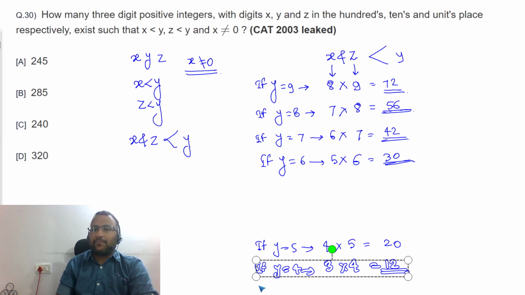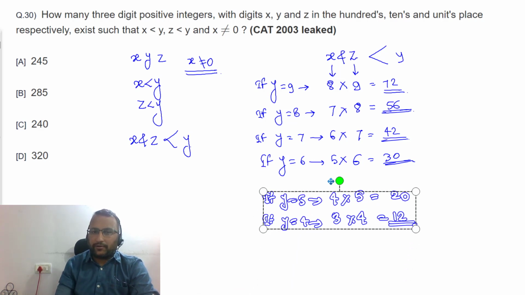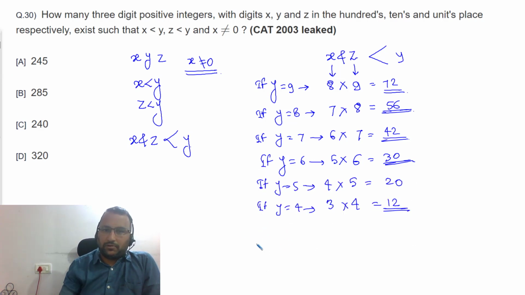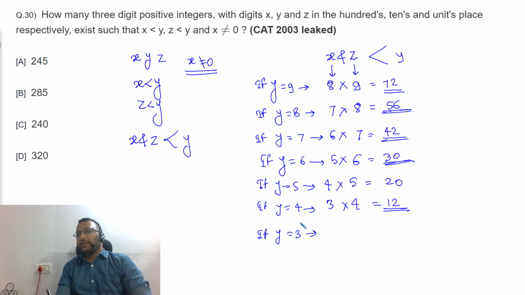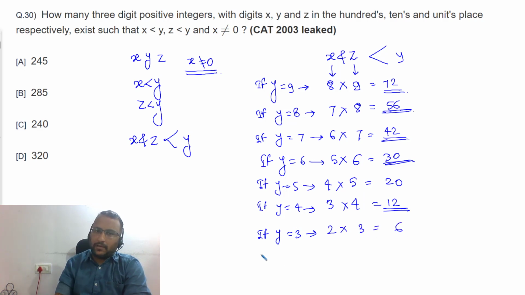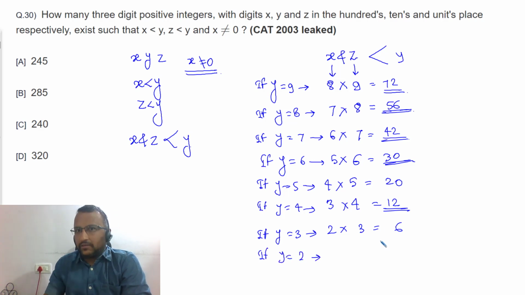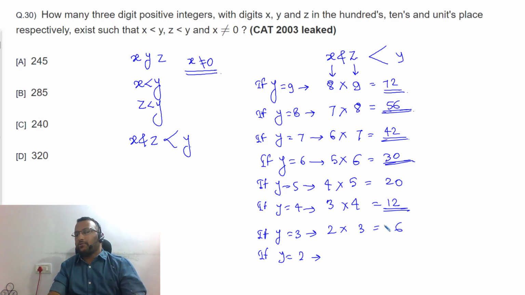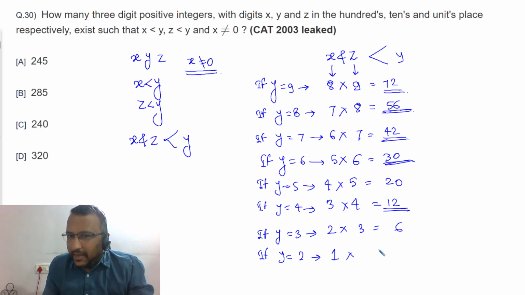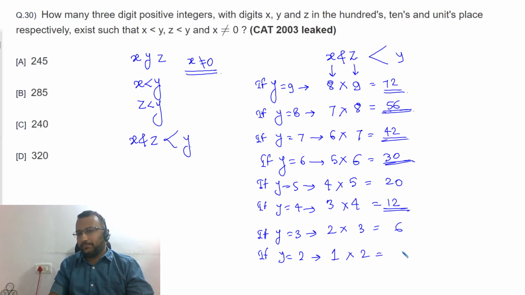The next is what will happen if y is equal to 3. Let's have a look at it. If y is equal to 3, x and z are supposed to be less than 3. X can take the value 1 or 2, 2 choices. Z can take 0, 1 and 2, 3 choices. If I consider y to be 2, the values of x and z should be less than 2. The value of x is 1, this is the only possibility. The value of z can be 0 or 1, 2 choices, everyone.